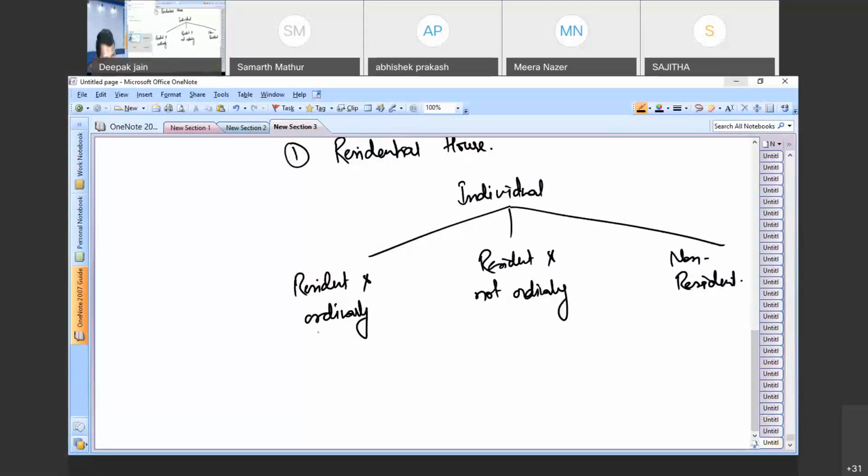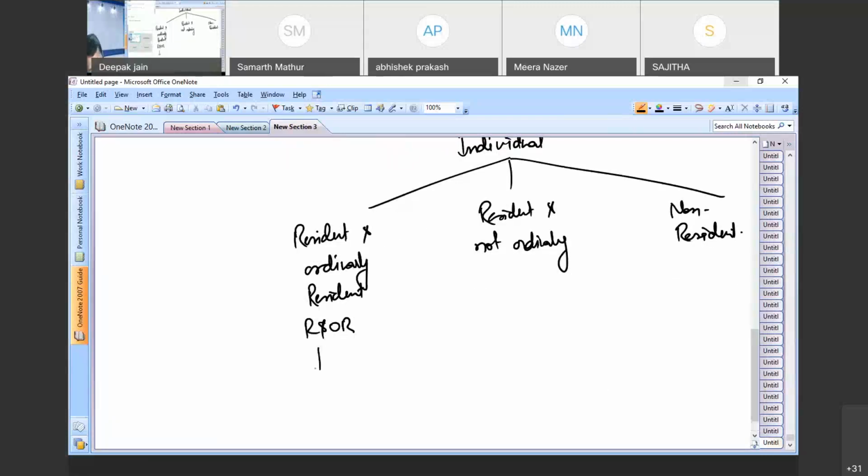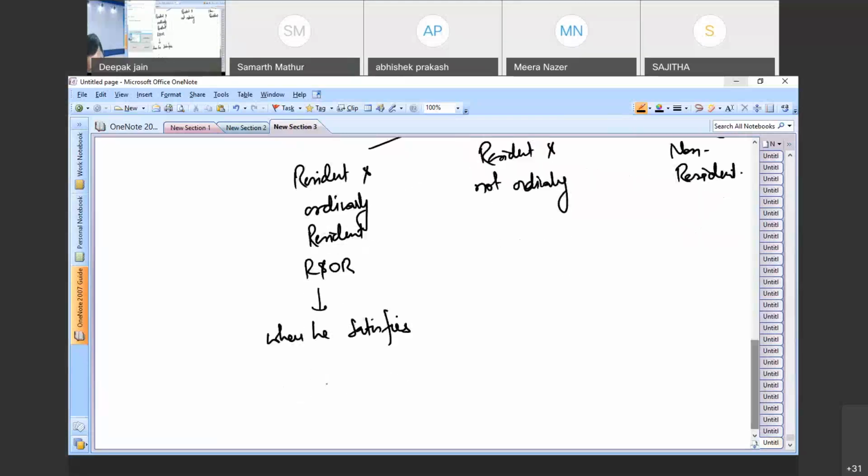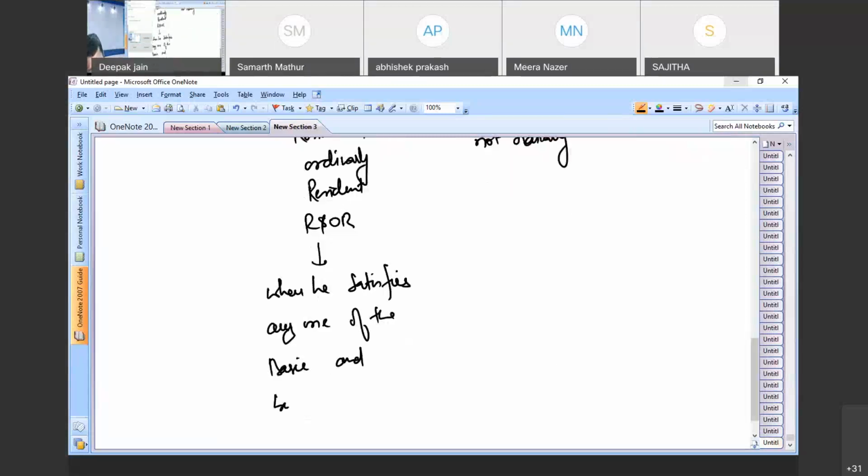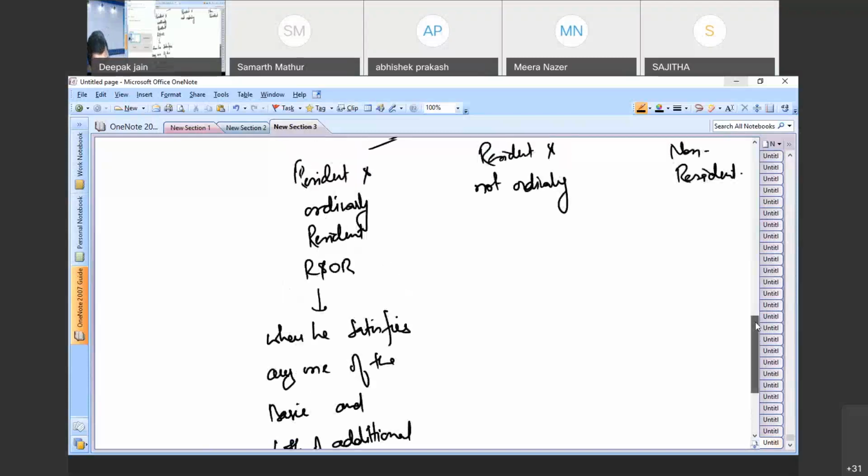When does an individual become resident and ordinarily resident? When he satisfies any one of the basic conditions and both of the additional conditions, an individual shall be treated as resident and ordinarily resident.